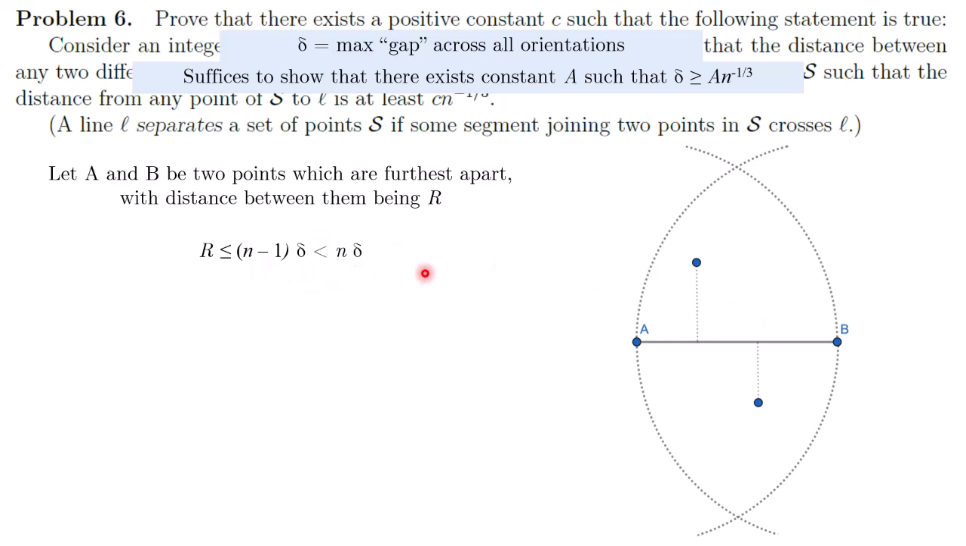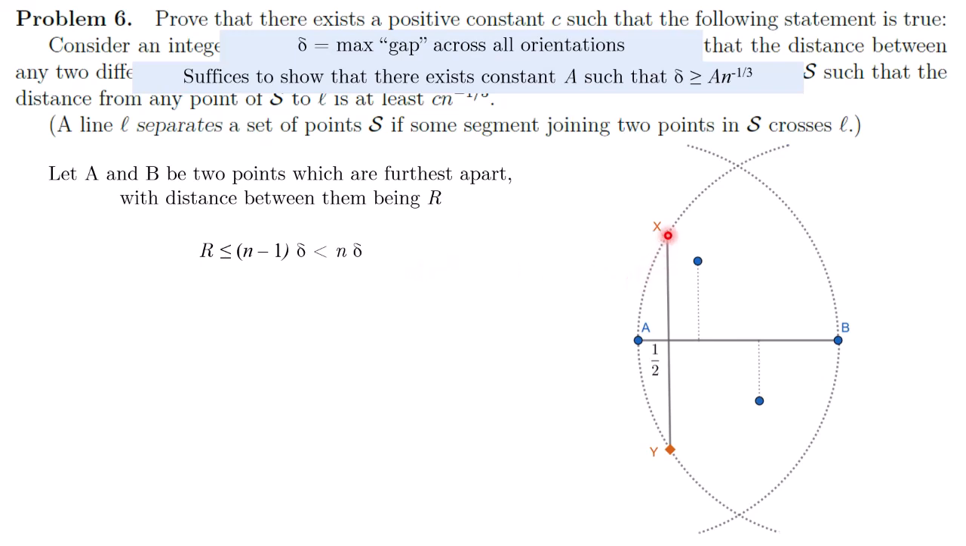Okay, and now we are going to do a step that is not quite obvious. That is, we are going to consider a vertical line that is located at a distance half away from A. So this line I'm going to call xy. And we are going to bound the length of xy above and below. And this will give us another inequality on delta.